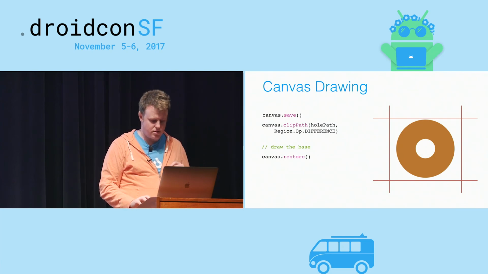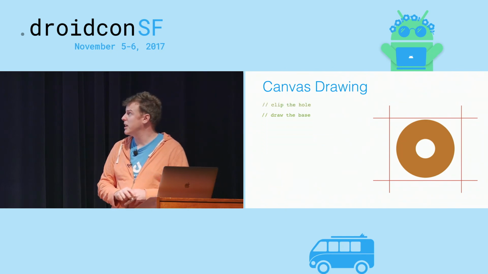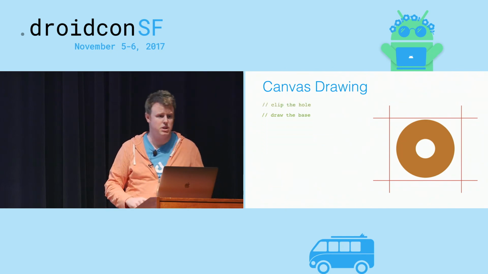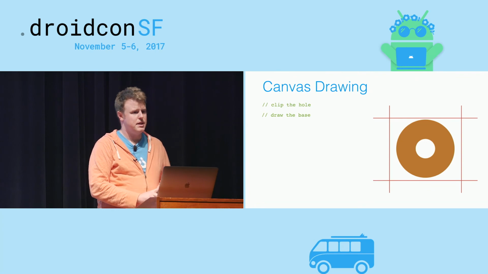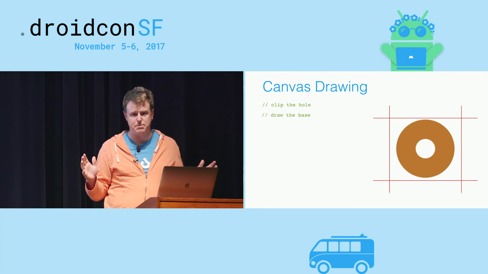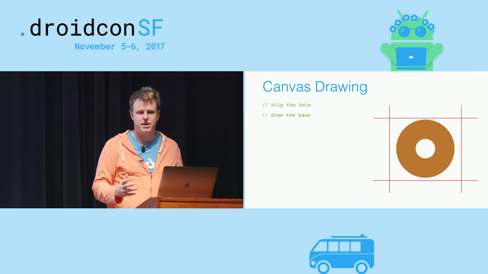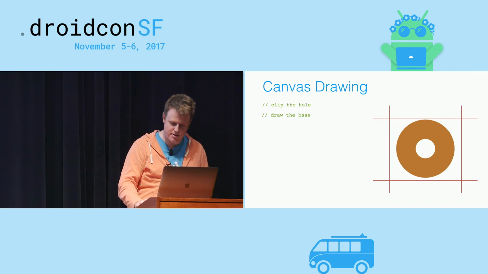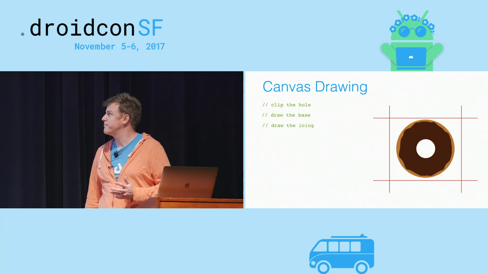All right, so moving on. So right now we've clipped the hole, we've drawn the base. What we're looking at right now is a bagel, right? We could stop here, but I promised you a donut, so we're gonna have a donut. In order to do that, we need to add some icing.